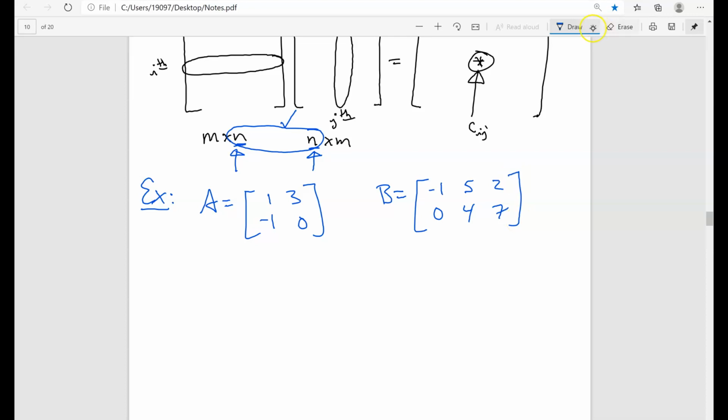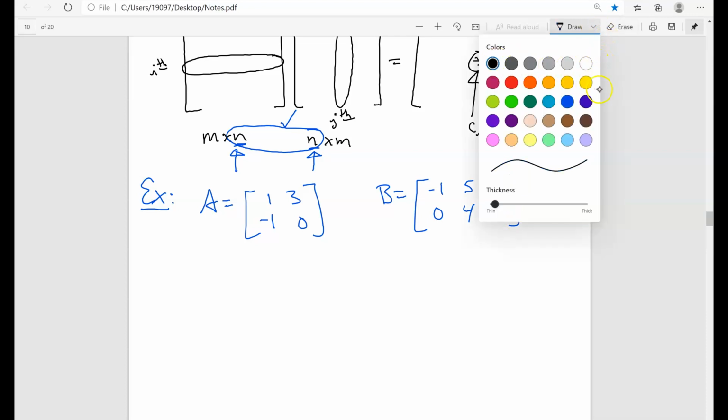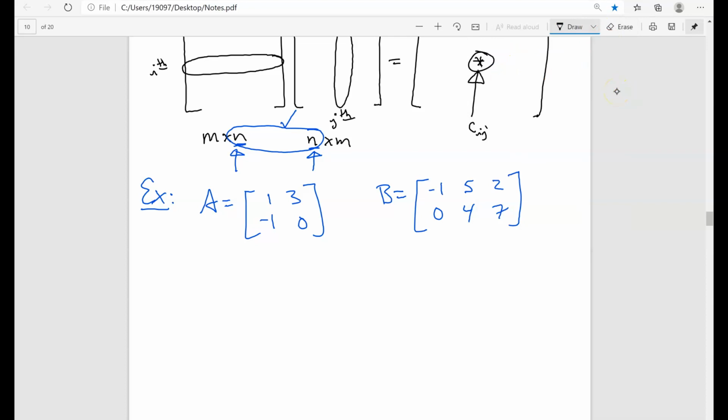Well, the way that this is going to work is we have to first figure out if you can even do matrix multiplication. So this is a 2 by 2. This is going to be a 2 by 3. Notice that even though the dimensions are not the same, you're just looking at the insides, 2 and 2. They are equal to each other. That means that you can do matrix multiplication.